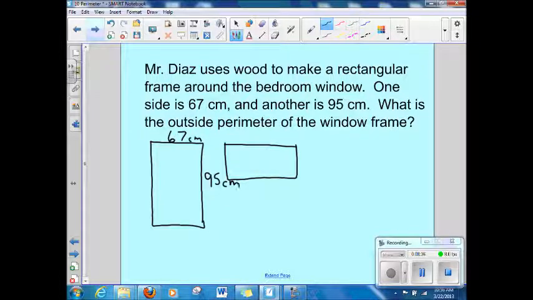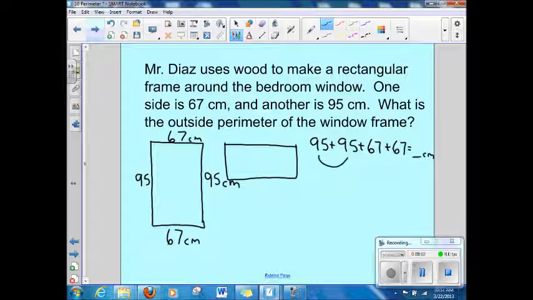Well, because it's a rectangle, I know that two sides are the same. So I'll put 67 down here and 95 over there. Now, I'm going to add those together. 95 plus 95 plus 67 plus 67 equals so many centimeters. Let's see here. 95 and 95. Well, I know that that's almost 100, isn't it? It must be pretty close to 200. If the first one was almost 100 and this was almost 100, that's almost 200.